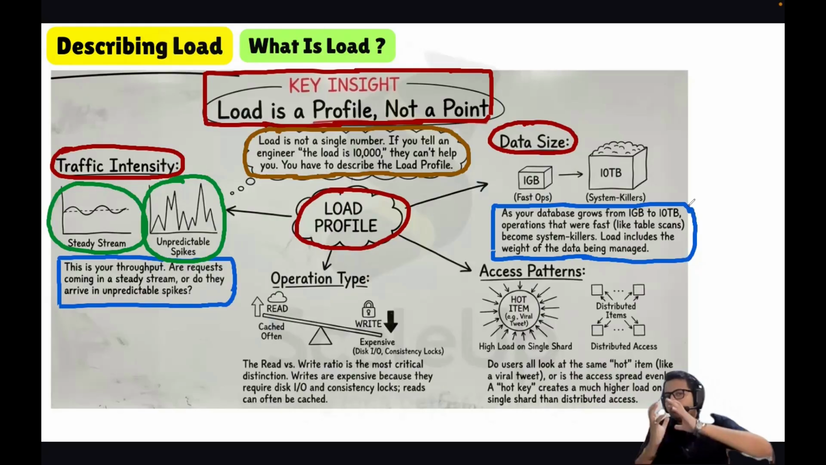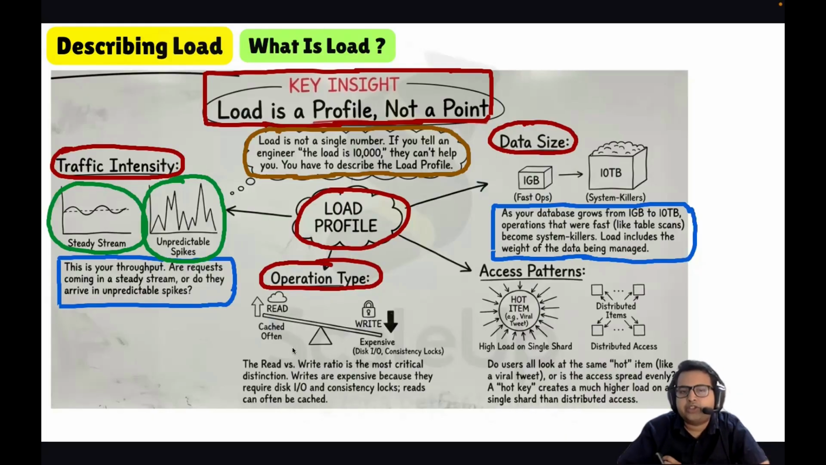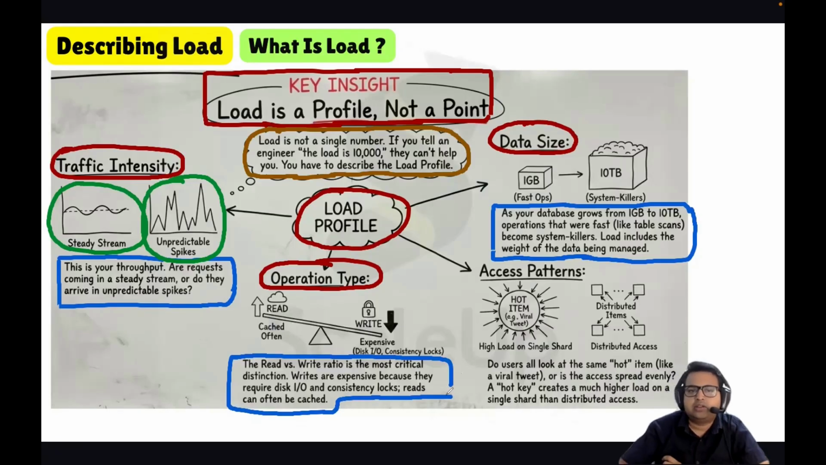So when I talk about load profile, I'm talking about the traffic intensity, and I'm talking about the data size. I'm talking about the operation type, like what kind of operation we are performing, the read operation or the write operation. The read-write ratio is the most critical distinction. Writes are expensive because they require disk IO and consistency logs. Reads can often be cached. So operation type is very important.